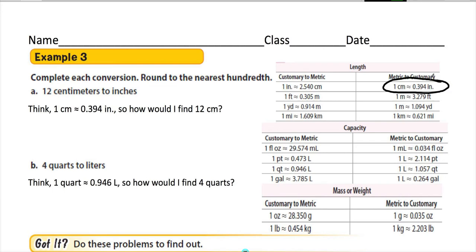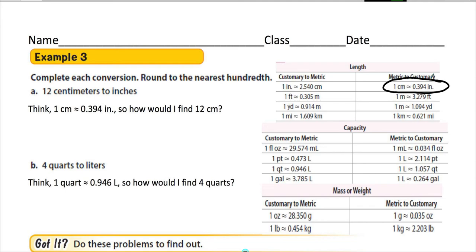All right, so I even gave you a little hint. If we know that 1 centimeter is approximately 0.394 inches, then how am I going to find out what 12 centimeters is? Think back to the previous lessons. Whenever I found out how much 1 gallon of gasoline was, how was I going to figure out how much multiple gallons is going to cost? We're going to multiply it, right? Same thing here. We're just going to multiply it.